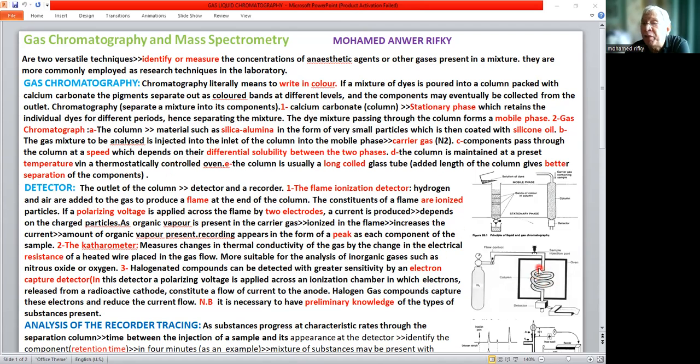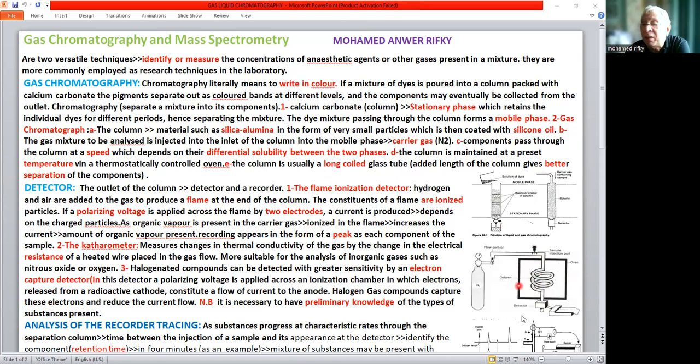Each of the components is kept for a period according to the difference of solubility between the mobile and the stationary phase, and they begin to be released one after the other, detected by the detector and going to a recorder. This system is controlled thermostatically by a thermometer to keep it at a special temperature. And as we said, it is a long coiled glass tube to make the separation much better.